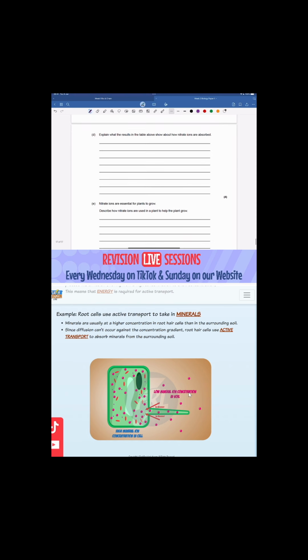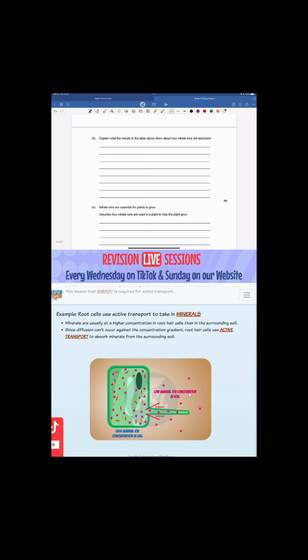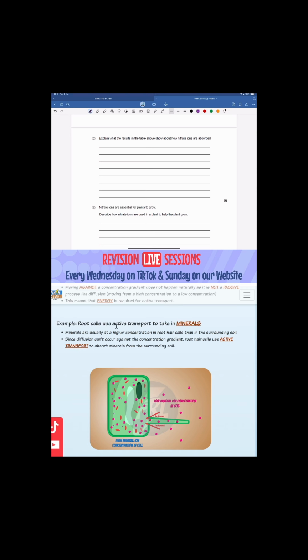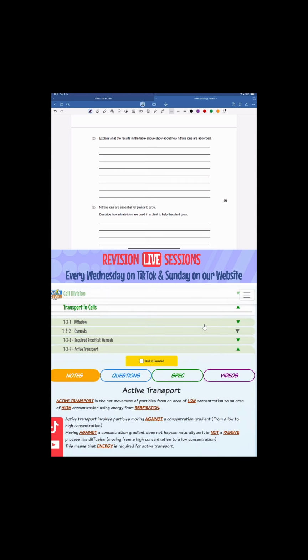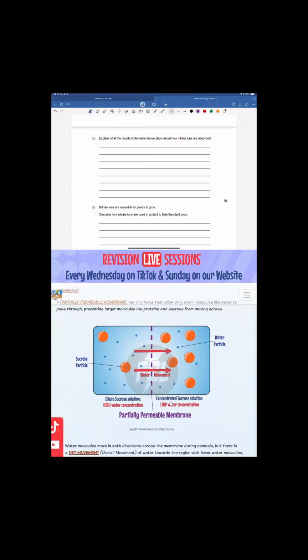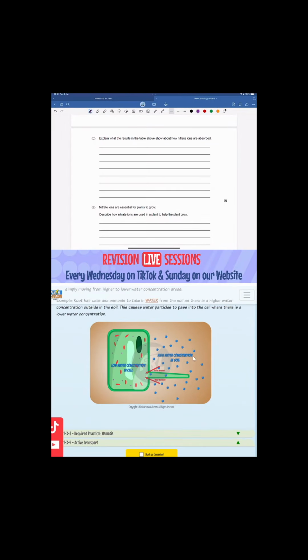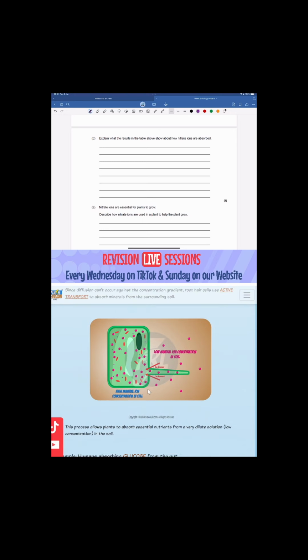Okay, so now we've described it. Explain what the results of the table show about nitrate ions, how nitrate ions are absorbed. Okay, so we've already stated that it's active transport, isn't it? That is probably 1 mark. Look at the notes below. Root hair cells use active transport to take in minerals. Don't confuse this with osmosis, because root hair cells use osmosis to take in water. Look at that. And then they use active transport to take in minerals.